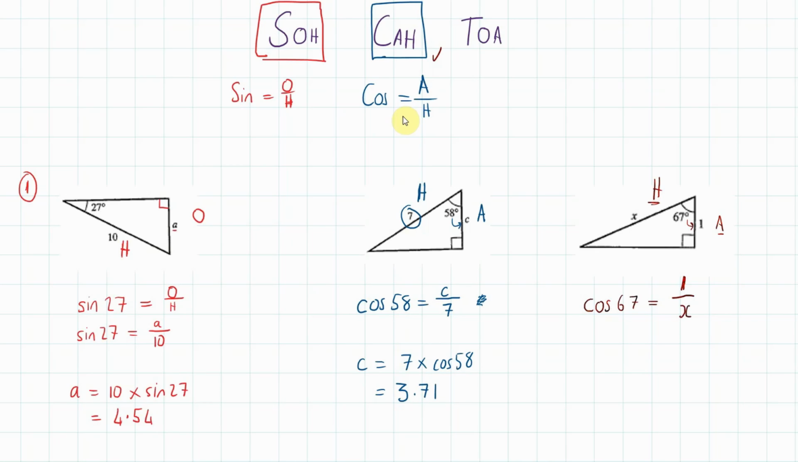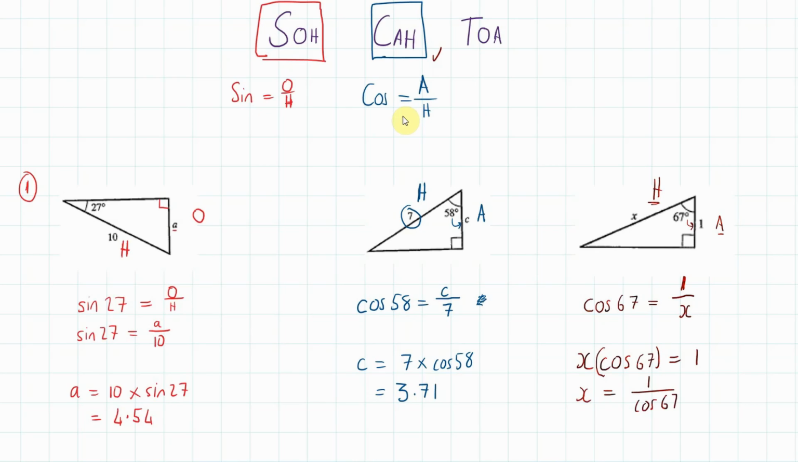Now we need to get the x by itself. So how are we going to do that? Well, the first step is I'm going to multiply both sides by x. So my next line would be x times cosine 67 is equal to 1. Now how do I get the x by itself here? Have a think. x equals, I'm going to divide both sides by cosine 67.